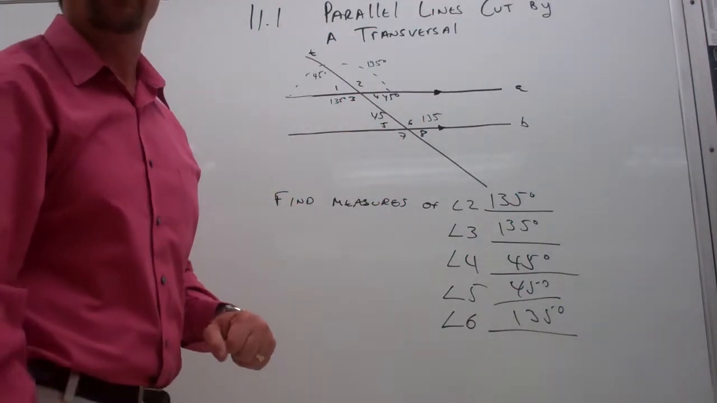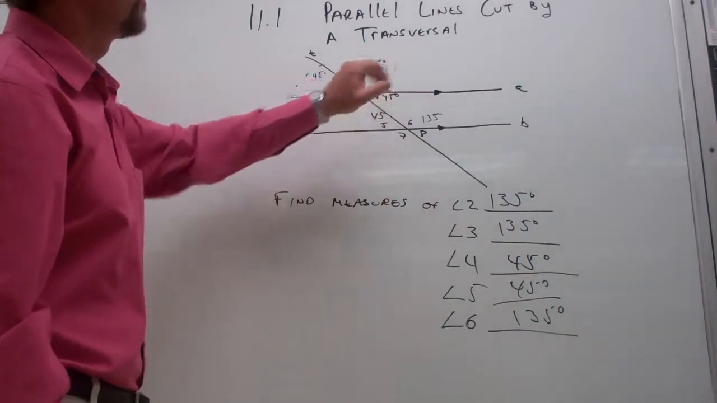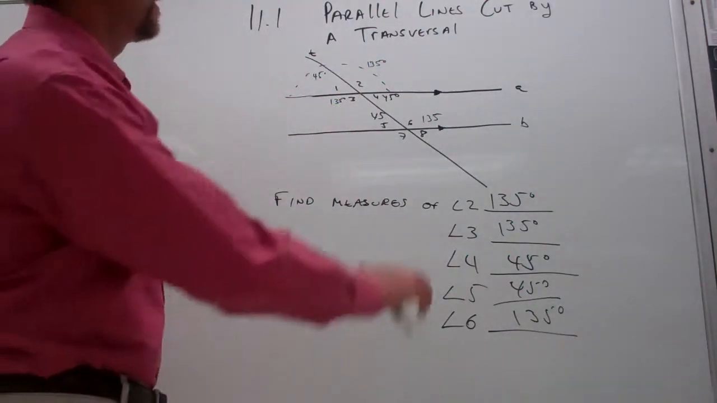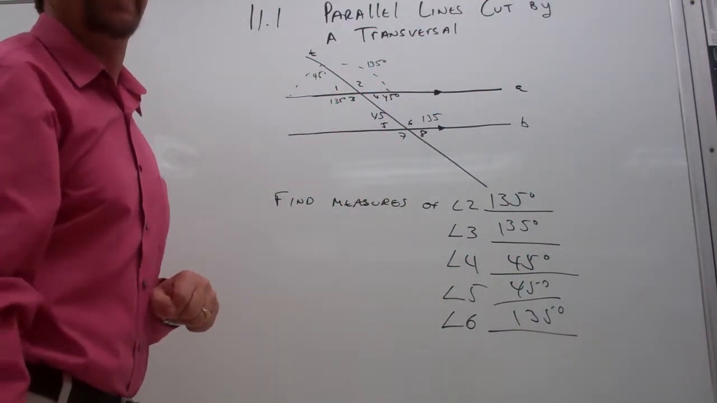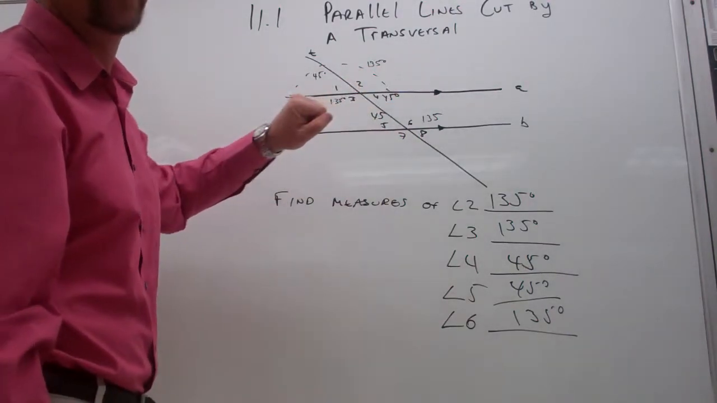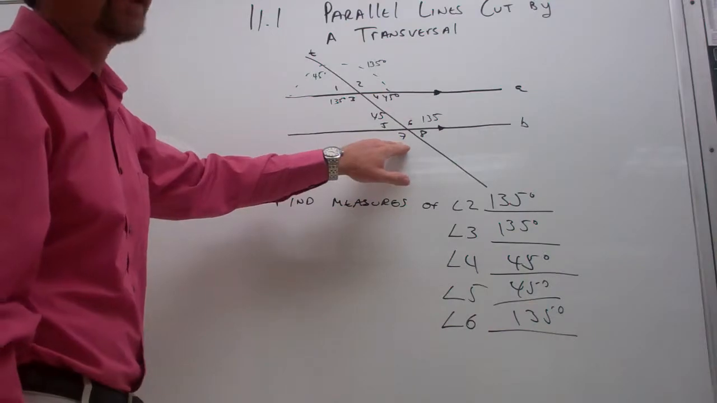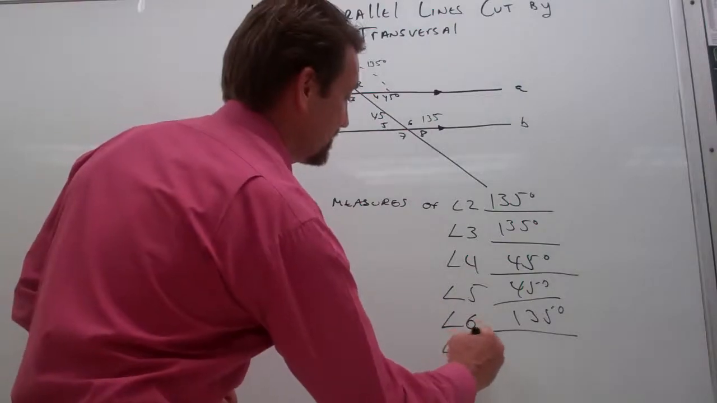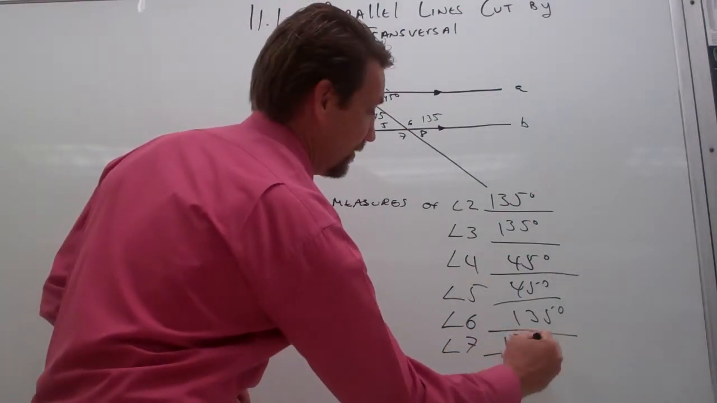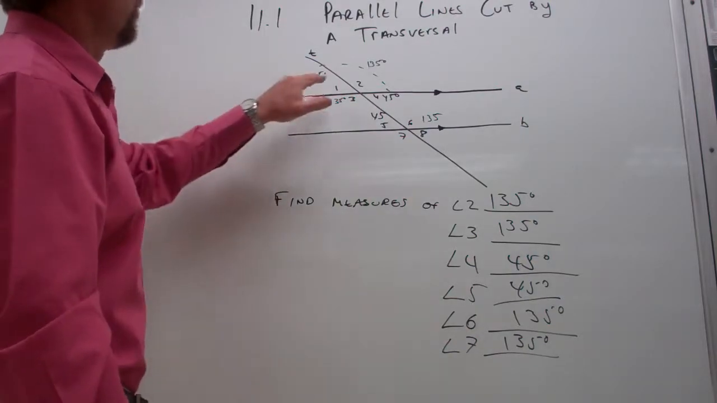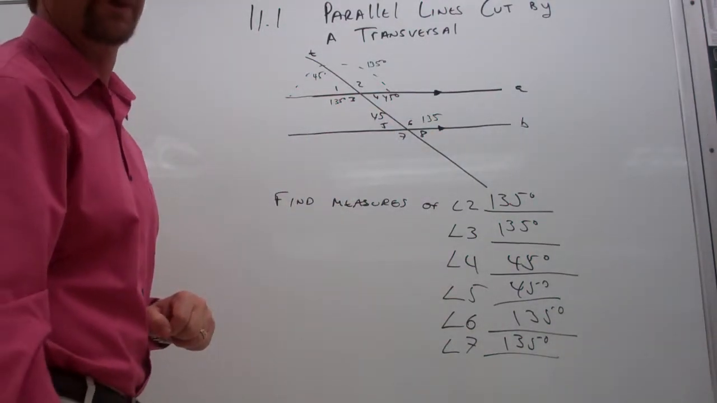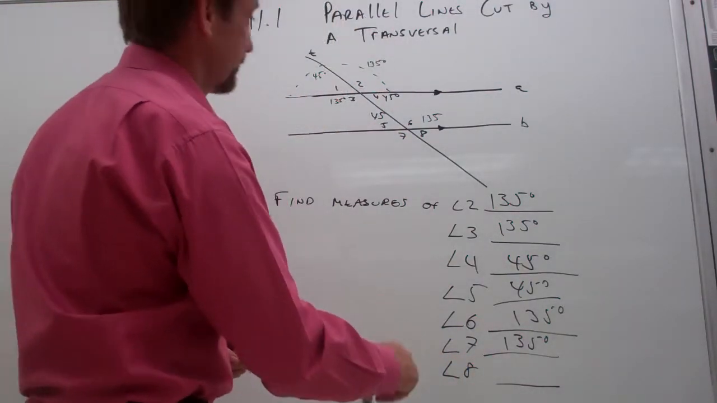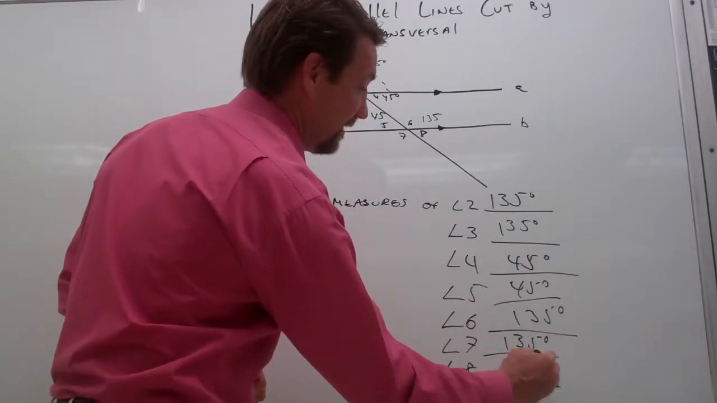And then we can go with our alternate exterior angles. Notice angle 2 is 135 degrees. Angle 2 is outside of the parallel lines on the right side of the transversal. So the angle that is alternate exterior to angle 2 would be angle 7. Angle 7 and angle 2 are alternate exterior angles. So we can say that angle 7 must also be 135 degrees. And 1 and 8 are also alternate exterior angles. So we know that angle 8 is also 45 degrees.